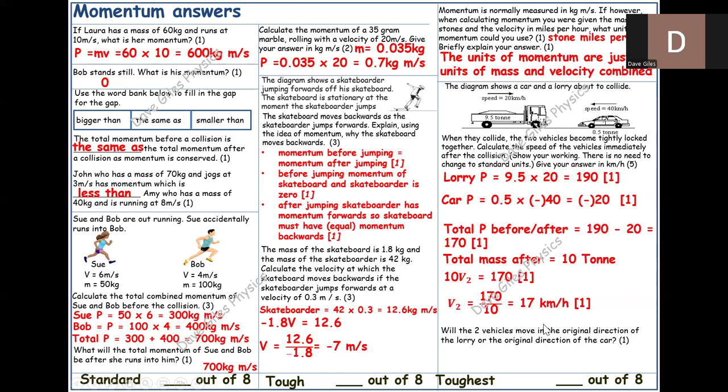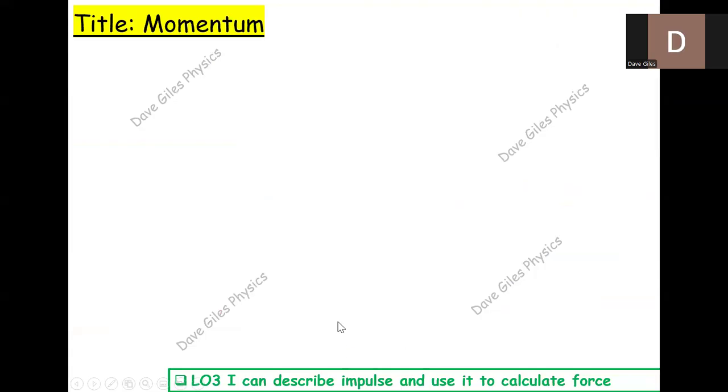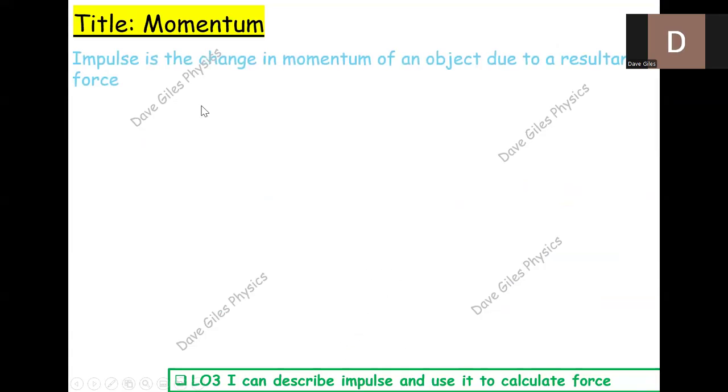And will the two vehicles move in the original direction of the lorry or the original direction of the car? Well, the lorry had a lot more momentum and is a lot more massive, so it's going to be the lorry. And that's the second learning objective complete. The third one is describe impulse and use it to calculate force. Impulse is the change in momentum of an object due to a resultant force.